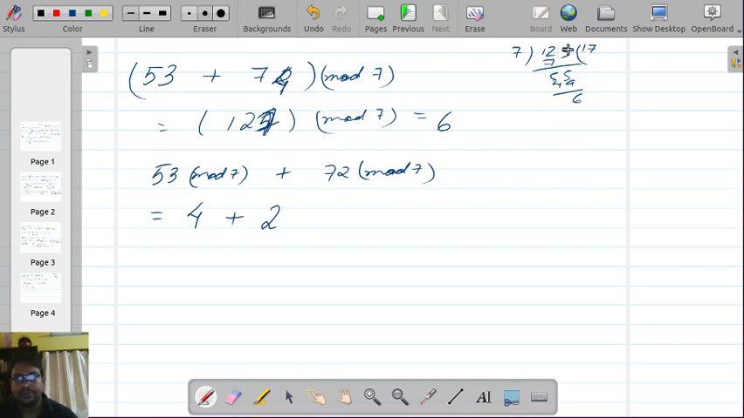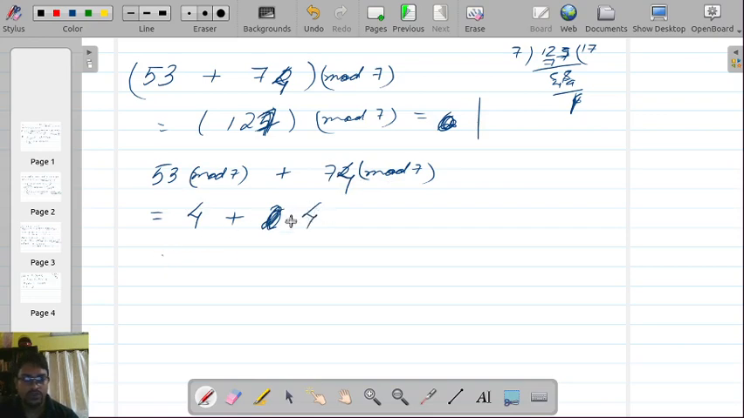So 127, if you divide by 7, the remainder here will be 1. Okay, this remainder is 1. So this is 74. Here, if we divide 74 by 7, the remainder is 4.